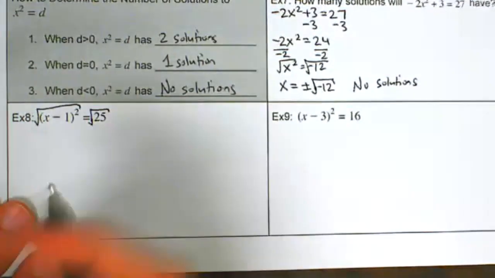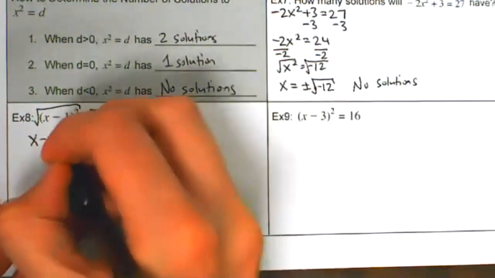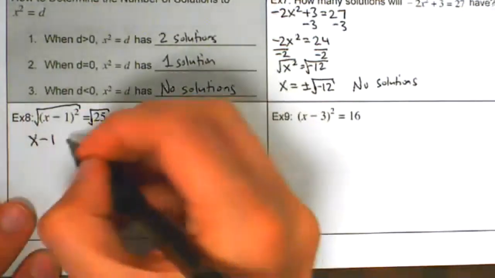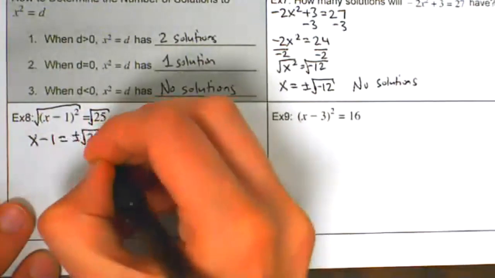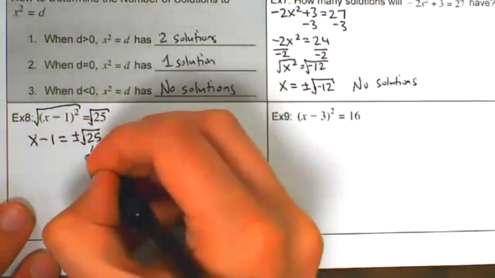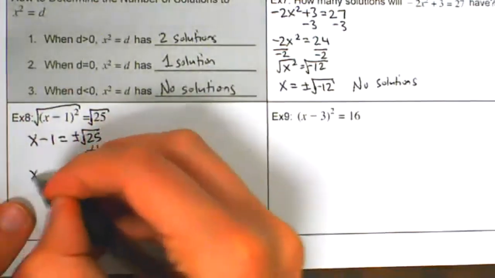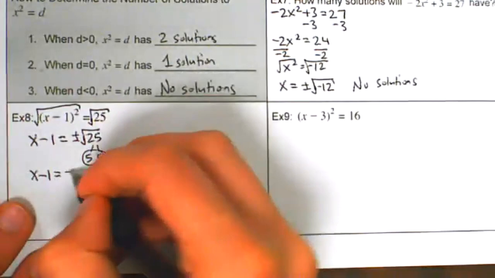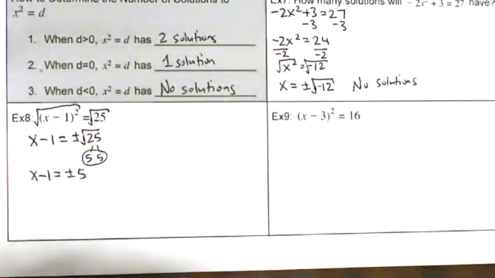The square root of x minus 1 squared is just x minus 1, which is pretty nice. But we have to think about this plus or minus the square root of 25. What are the numbers that multiply to make 25? Well, the only factors are 5 and 5. And since we have a pair of them, we get to pull them out. Or if you just remember from your multiplication table, the square root of 25 is 5. So we have x minus 1 is equal to plus or minus 5.